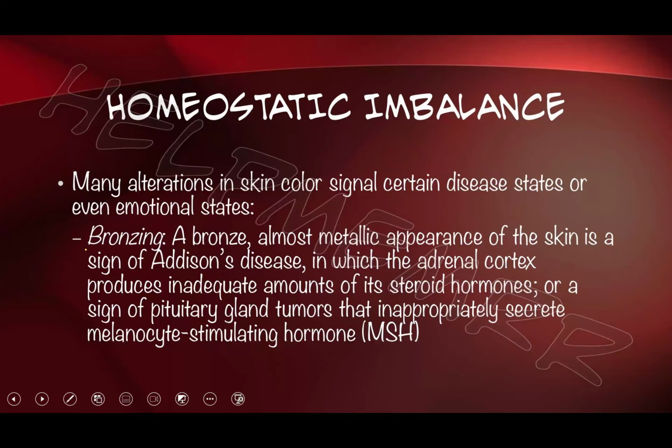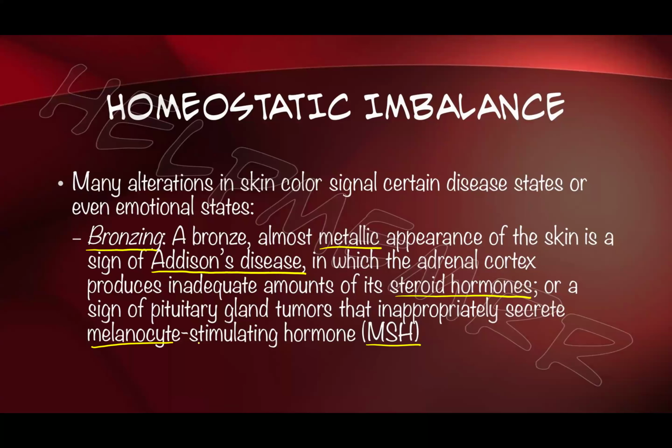Another one is called bronzing, a little harder to see. This gives almost a metallic appearance. It's because of a particular disorder called Addison's disease, something that we'll get into a little bit more when we go into the endocrine system. But what we're seeing is that there's a lot of steroid hormones that are getting released. And if that happens, you also release a lot of what we call melanocyte stimulating hormone. So we have an increase of that melanin.